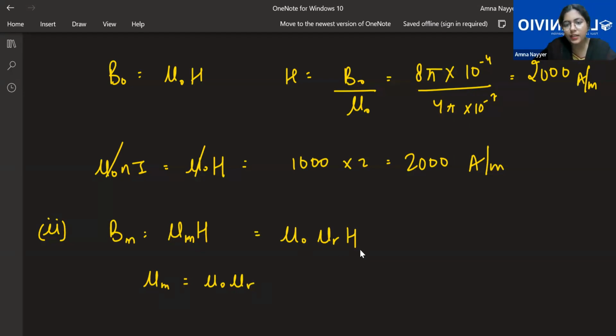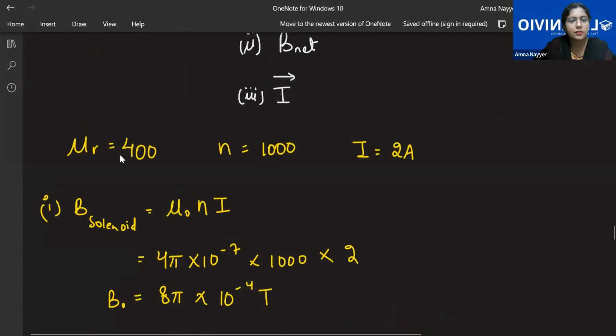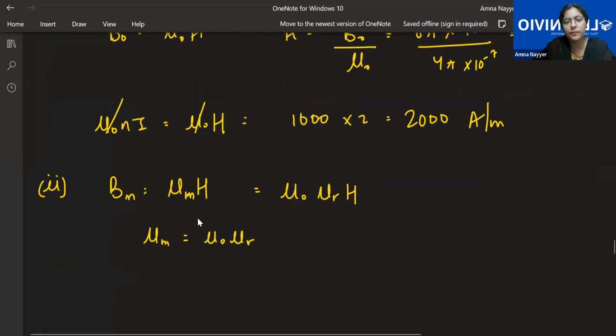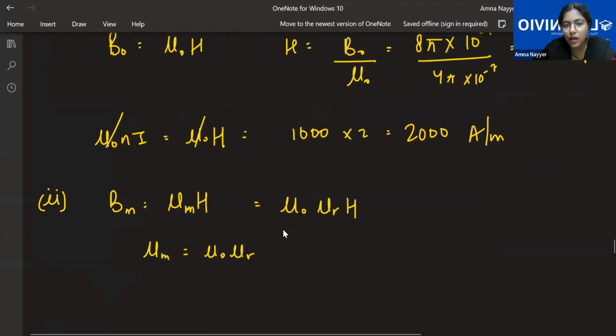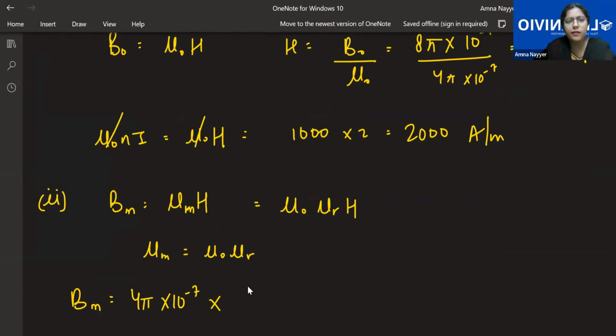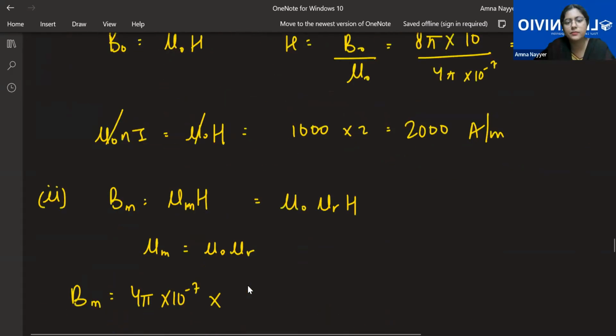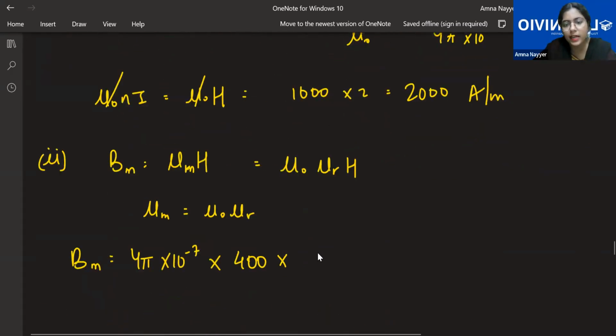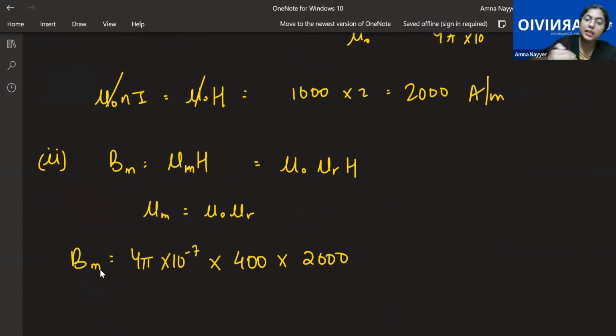So H we already know that's 2000. And what is mu R given? 400. So H is given as 2000, mu naught you already know, 4 pi into 10 to the power minus 7. So we will be able to get the value of B M. 4 pi into 10 to the power minus 7, relative permeability 400, into H is equal to 2000. That gives us the value of the magnetic field in that particular medium.